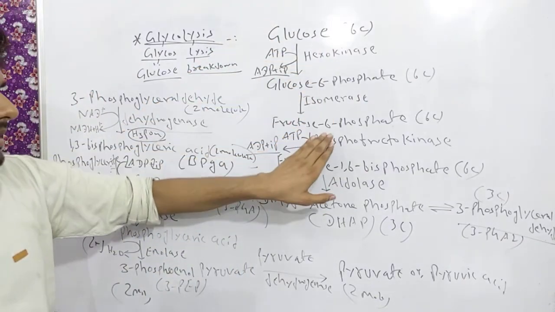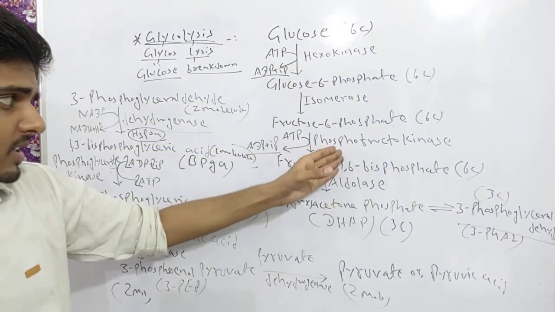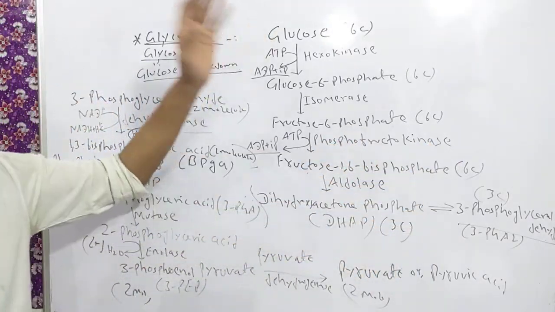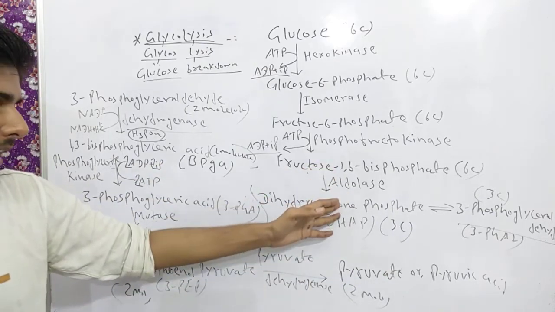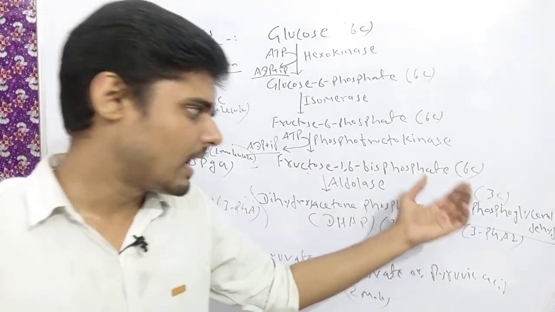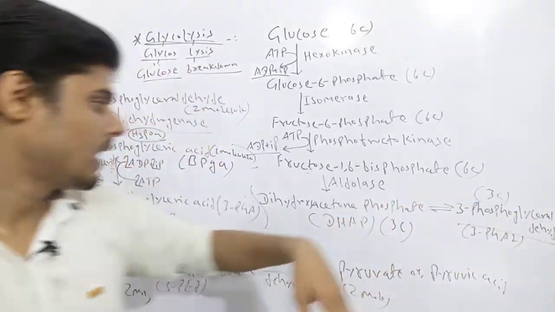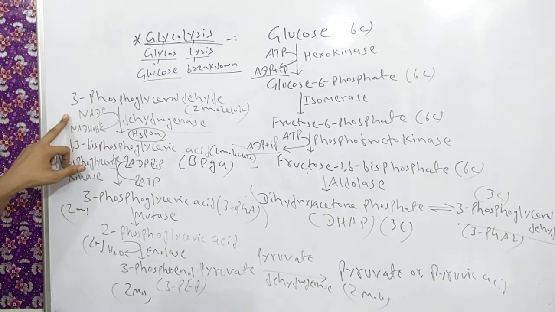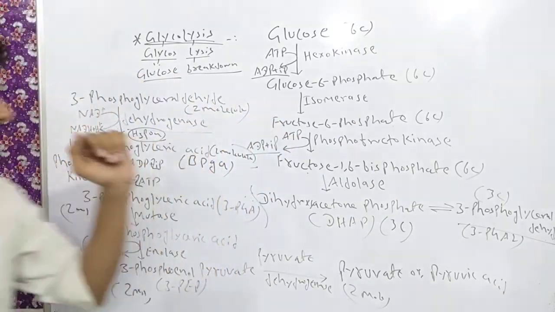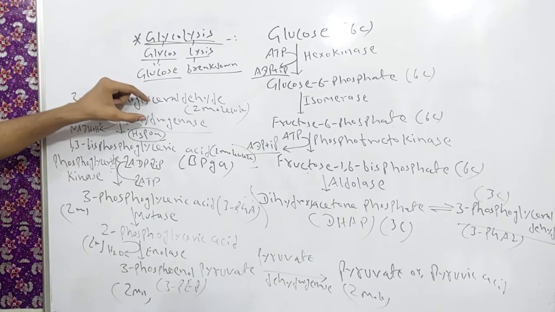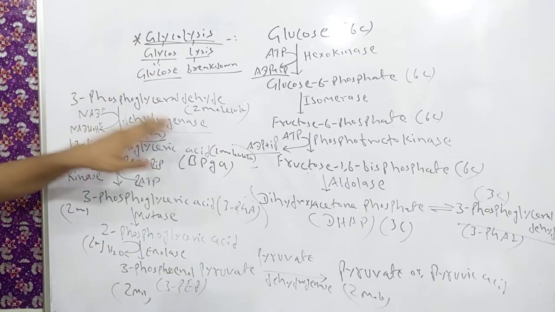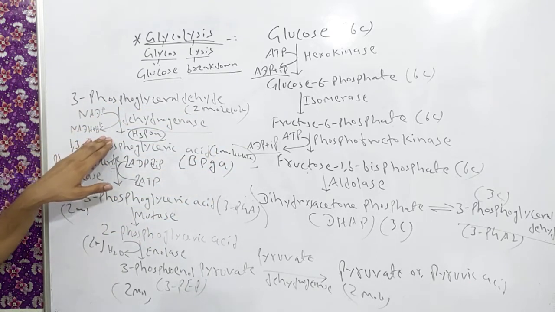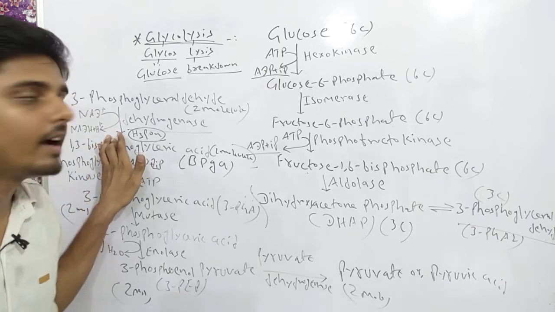So fructose 6-phosphate again adds a phosphate in the presence of the enzyme phosphofructokinase and gets converted into fructose 1,6-bisphosphate. Then it splits with the help of the enzyme aldolase and forms dihydroxyacetone phosphate, in equilibrium with 3-phosphoglyceraldehyde. Now we are considering the 2 molecules of 3-phosphoglyceraldehyde. Dehydrogenation occurs in this case, and the hydrogen removed from 3-phosphoglyceraldehyde is taken by NAD plus to form NADH plus H plus.